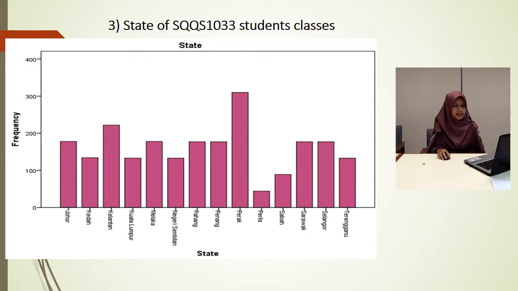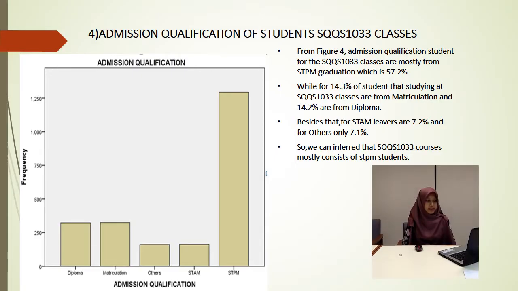State of students in the classes. Based on figure 3, the maximum state of students with attitude towards statistics is from Perak, meanwhile the minimum is from Perlis. From the other states, the data is almost the same, which is 177 from Pahang, Penang, Sarawak, Selangor, and 178 from Johor and Melaka. Admission qualification of students in the classes.